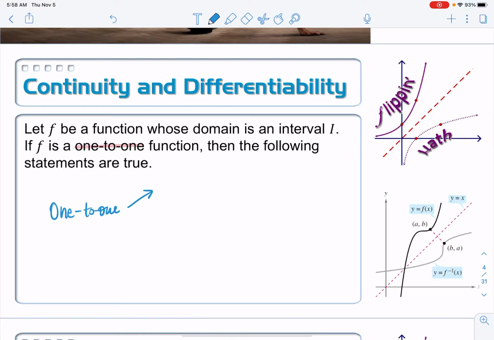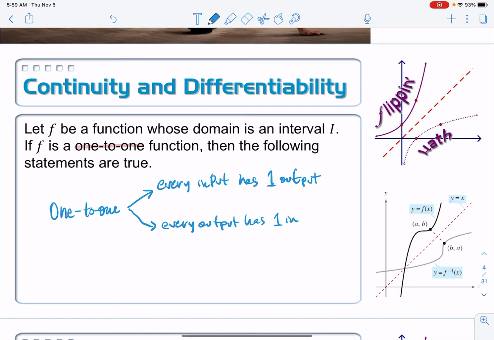It means every input has one output. That's what it means to be a function, right? If I stick something in, only one possible thing can be spit out. But every output has one input, right? It switches that. Every output has one input.